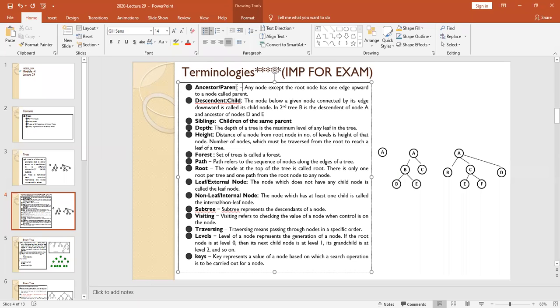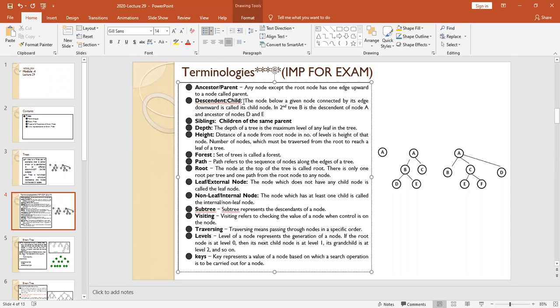Now come to the parent. Any node except the root node that has one edge upward to the node. So that can be any node; D can be a node, E also. For D and E, the parent is B. For B and C, the parent is A. So that is the ancestor or parent: the node that has one edge upward. So who is upward of D? Upward of D is B. Upward of C is A.